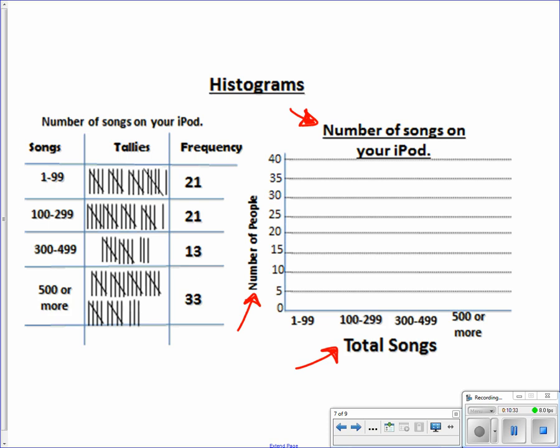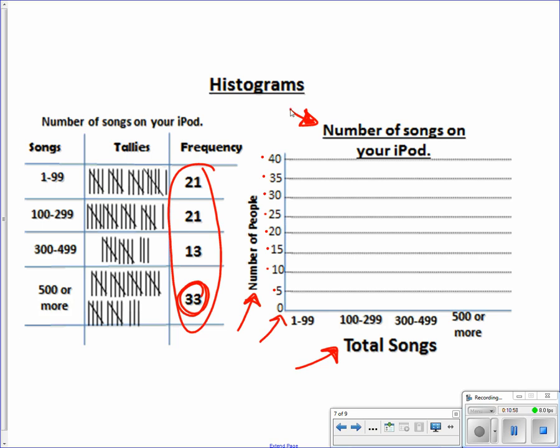I have my intervals. I looked at my frequencies and found out that the highest one was 33, so I had to make sure I went to 33. Starting at 0, I went by 5s: 5, 10, 15, 20, 25, 30, 35, 40. That goes higher than 33. I want to go higher, not too much higher, but I do want to go higher than the highest frequency.